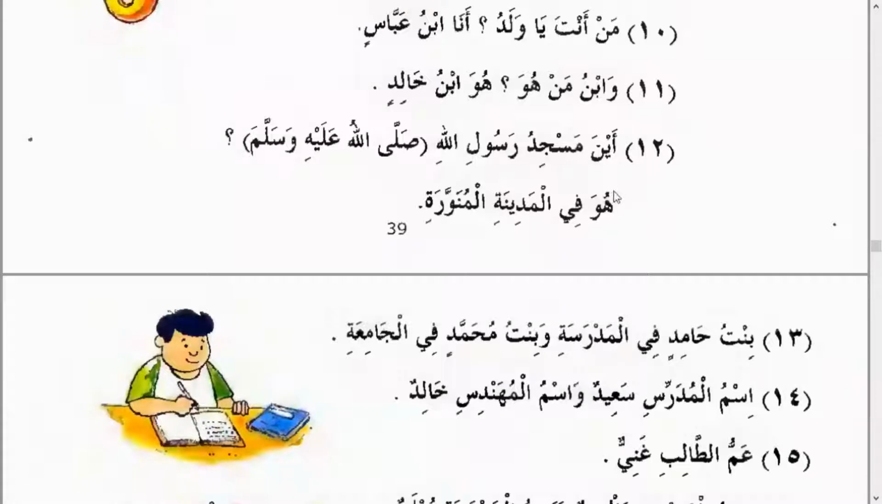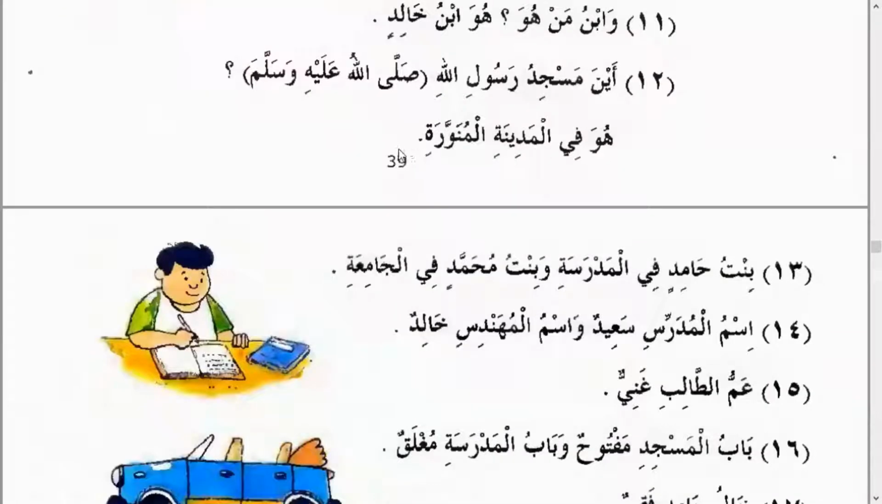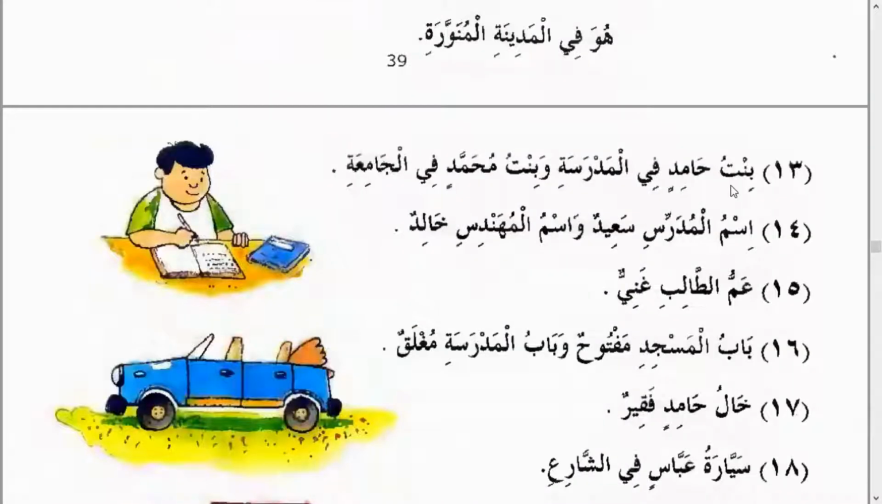So he says, Huwa fil Madinatil Munawwarati. It is in Madina Munawwara. And this is an adjective. Inshallah, we'll learn about adjectives in lesson number 9. In Arabic, adjectives come after the word, and it's called nat or sifa. And this word is called man'ut or mawsuf. 13th sentence: Bintu Hamidin, mudaf mudaf ilayh. Hamid's daughter is in the school, fil madrasati. Wa bintu Muhammadin, and Muhammad's daughter is in the university.